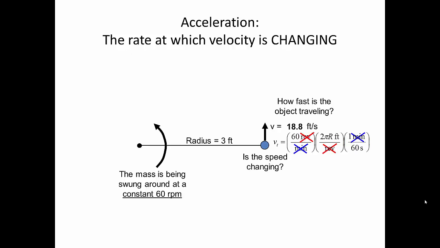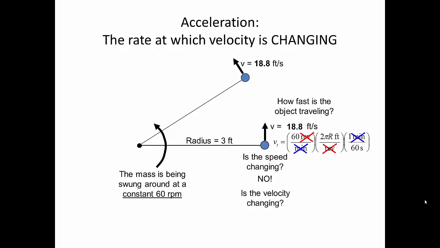Is the speed changing? We're traveling at a constant 60 RPM, so if we're going at 60 RPM, then the speed should be the same wherever we're at on the circle. So in this case, no, the speed is not changing. It's still 18.8 feet per second anywhere on the path that it's traveling.